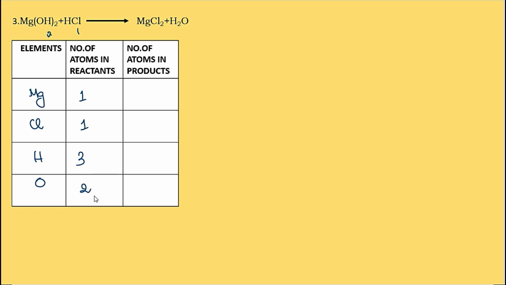Okay, now come to the product side. Magnesium has 1 atom, chlorine has 2 atoms, hydrogen has 2 atoms and oxygen has 1 atom. So where are the mismatches? You can say it clearly that for chlorine there is a mismatch, hydrogen also has a mismatch, and oxygen also has a mismatch. So what can be done?